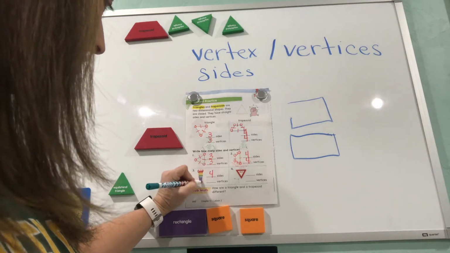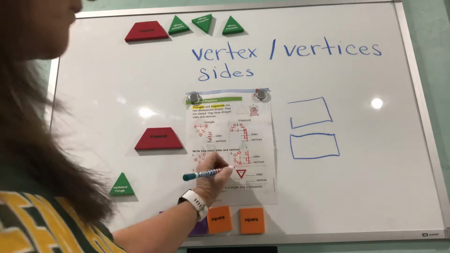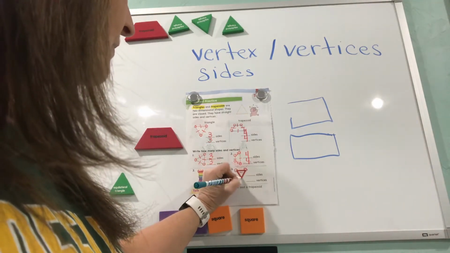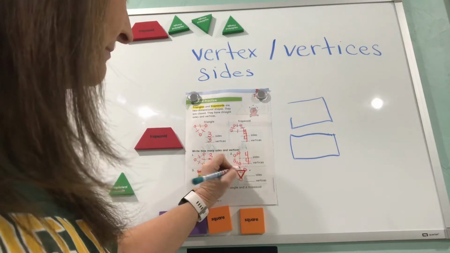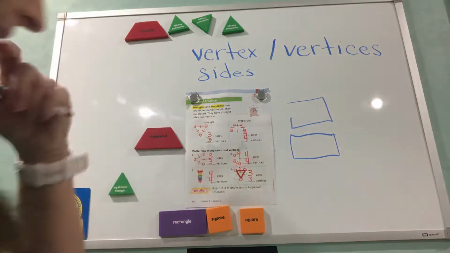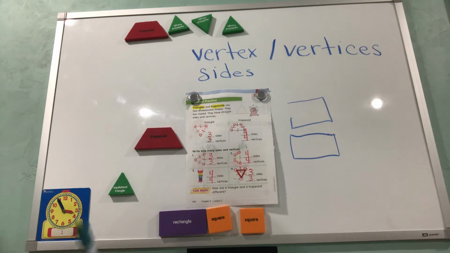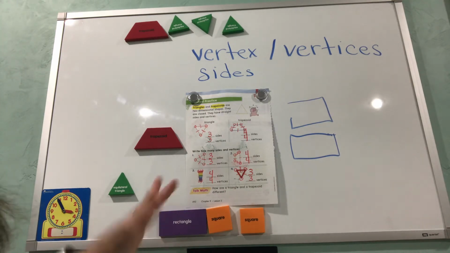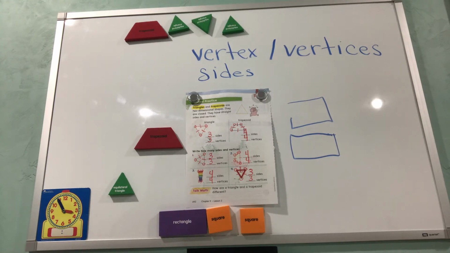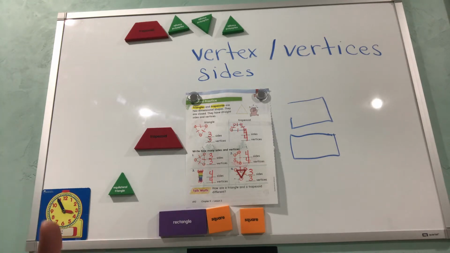1, 2, 3, 4, 4 vertices. Over here on this side, 1, 2, 3 sides. 3 vertices, sorry about that, and 1, 2, 3, 3 sides. So the question is, how are a triangle and a trapezoid different? Right, the triangle only has 3 sides and 3 vertices, where the trapezoid has 4 sides and 4 vertices. They're the same because they're both 2-dimensional shapes, which means they're flat and they're closed.